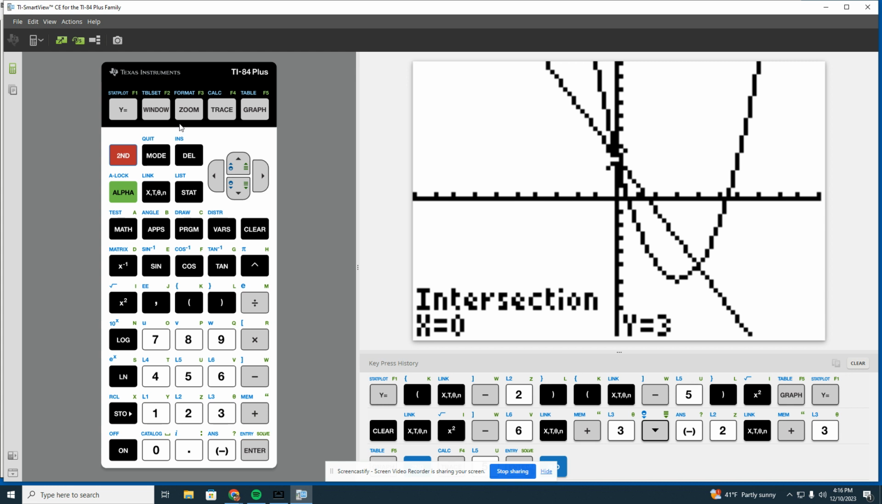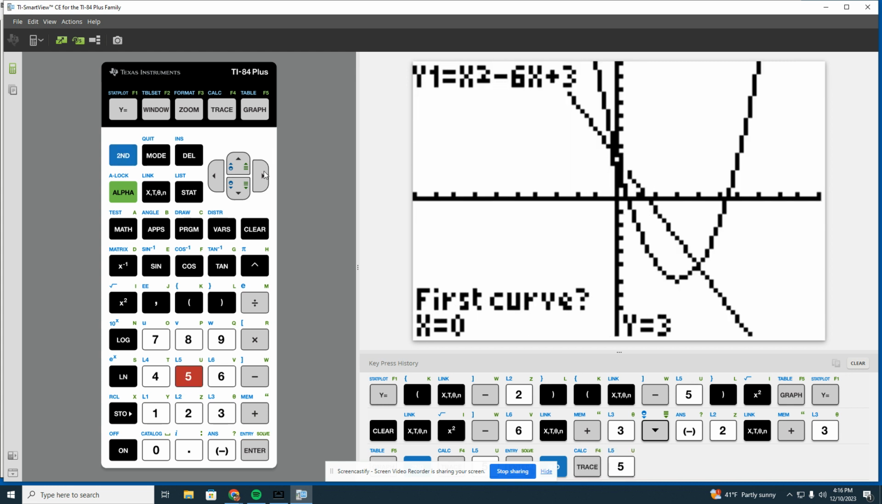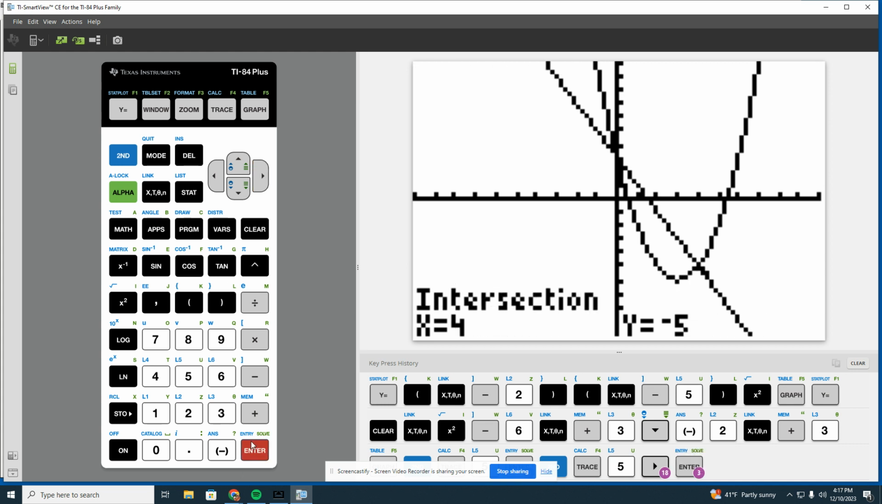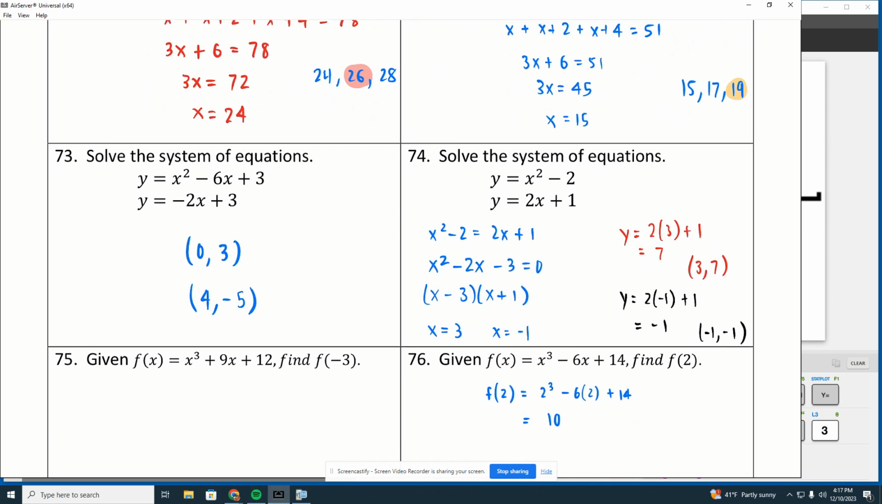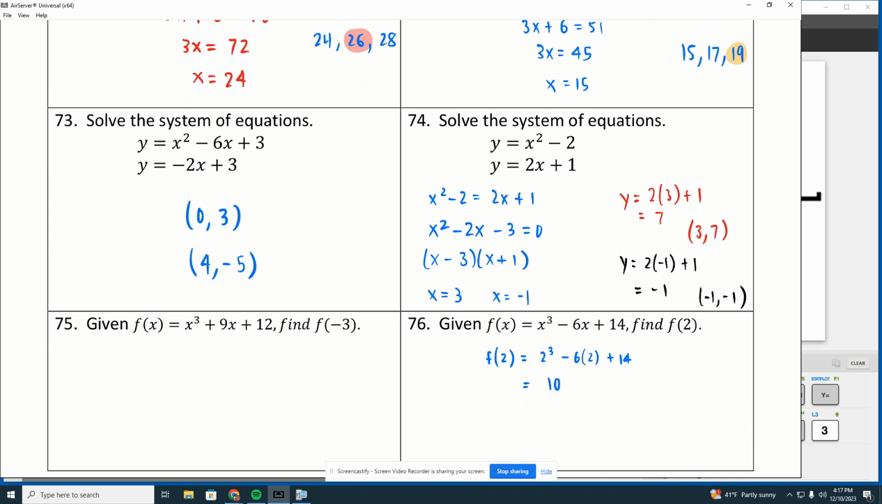So let's do it again. Second, trace, number 5. Let's scroll a little closer to that intersection. That's pretty close. Push enter, enter, enter. And sure enough, the other intersection is 4, negative 5. Now let's go back to our paper. I mean, seriously, which way was faster? Well, no doubt, right? No doubt the graphing calculator is faster. But just know it can be done by setting these equal to each other, getting everything on one side, factoring, solving for your x's, and then taking those x's and plugging it in to find the y's.